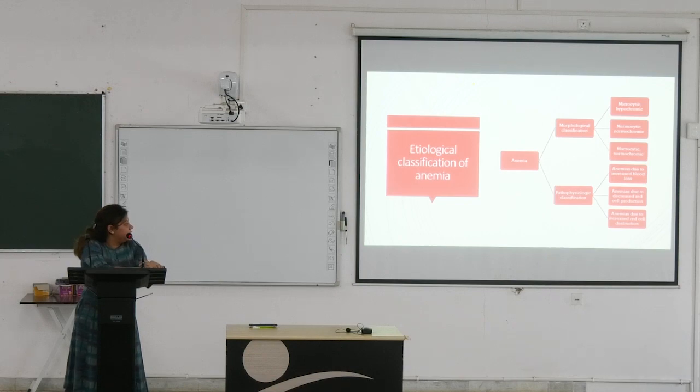And pathophysiologic classification: anemia due to increased blood loss. Anemia due to decreased red cell production, that is what we are dealing with today. And anemia due to increased red cell destruction, that is again hemolytic anemia.